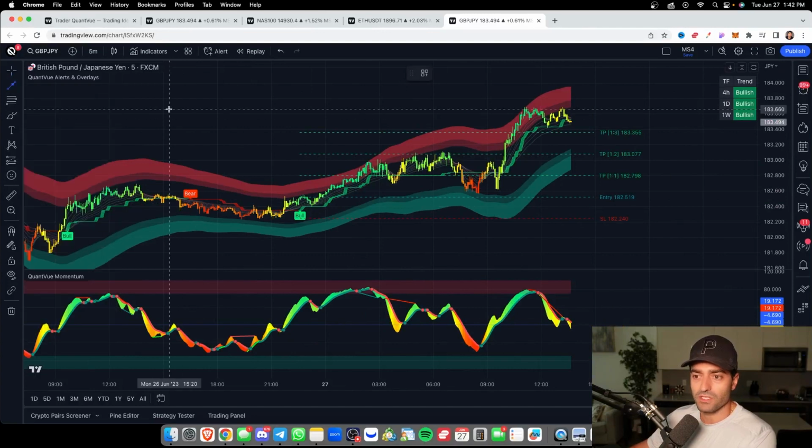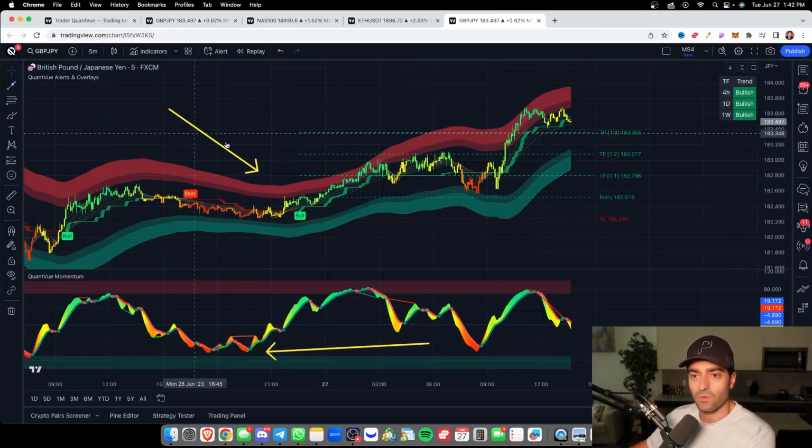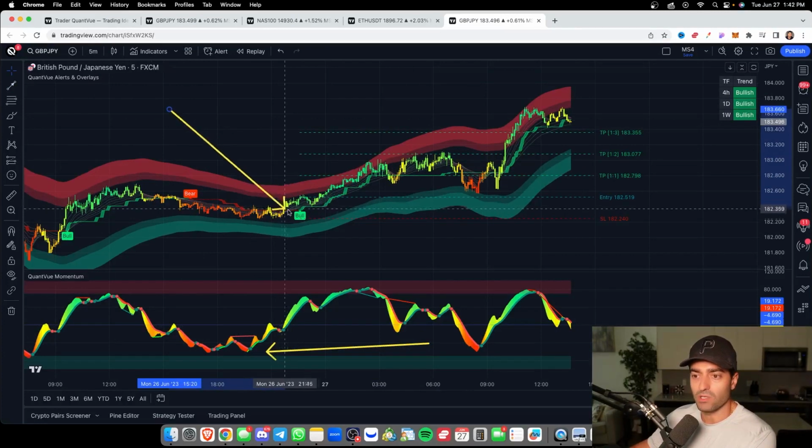Now, rather than just dive right in right when you see it, you could have also been paying attention to the momentum indicator, which started to show signs of the GBP JPY being oversold here. We got into this bullish territory on the momentum indicator. Right after, we get this bull alert here on the alerts and overlays.